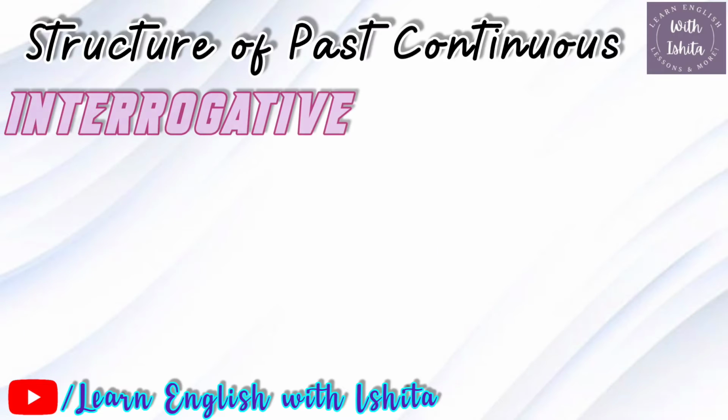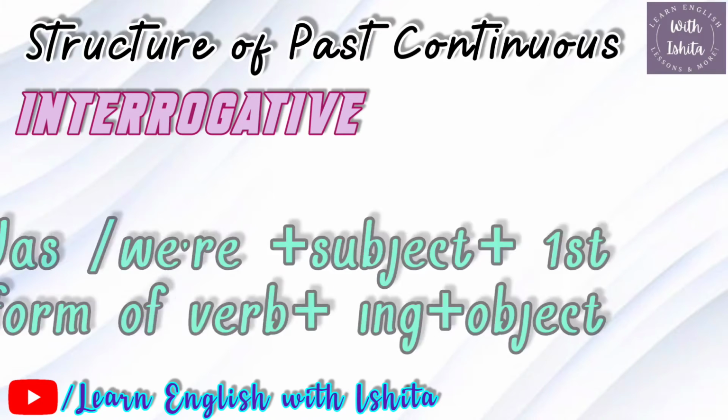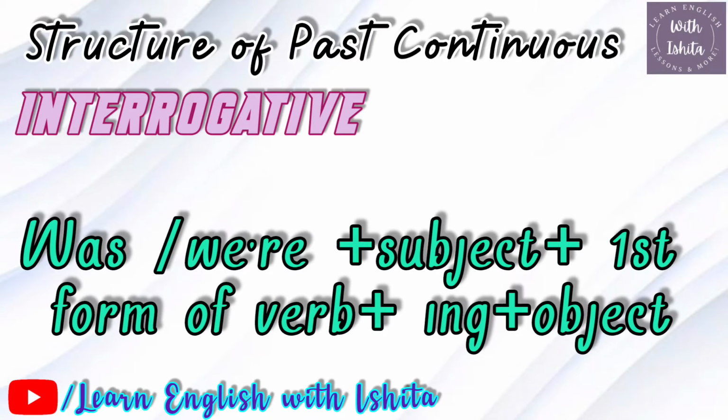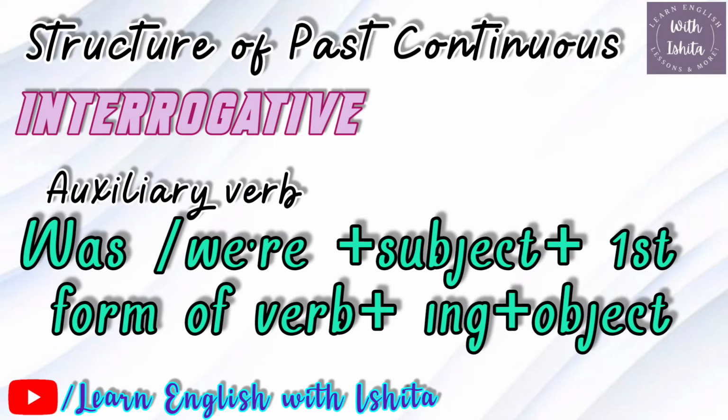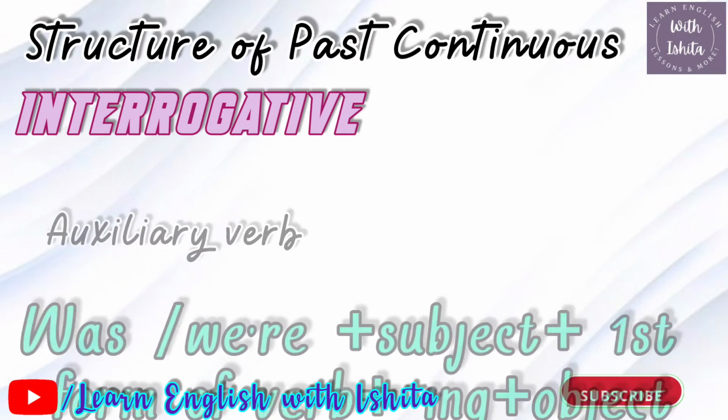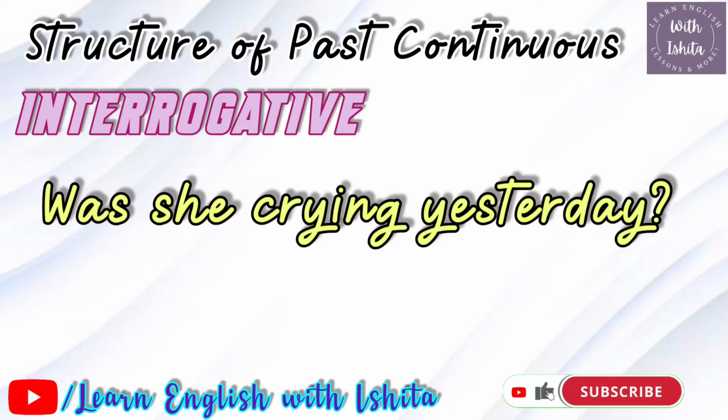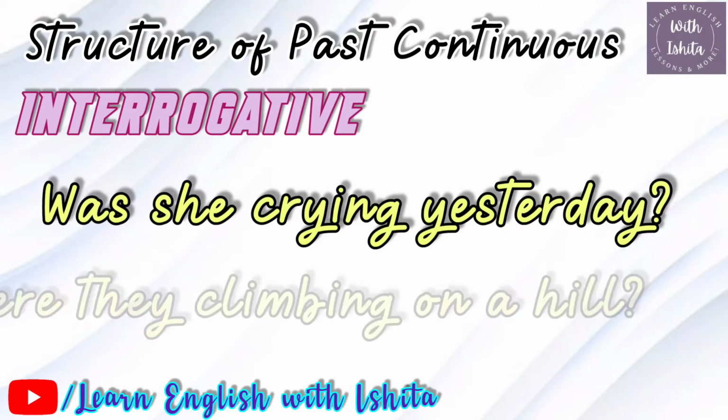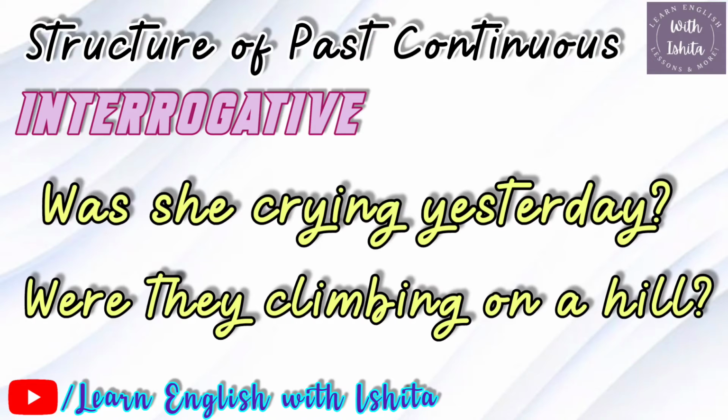Now moving to the next sentence, interrogative sentences. That structure will be auxiliary verb plus subject plus main verb, that is the present participle, plus object. Auxiliary verb, that will be was or were, plus subject plus first form of verb plus ing plus object, okay? Let us see the examples. Was she crying yesterday? Next one. Were they climbing on a hill?